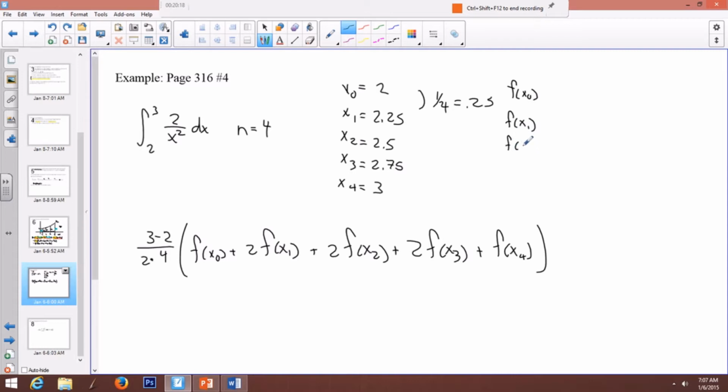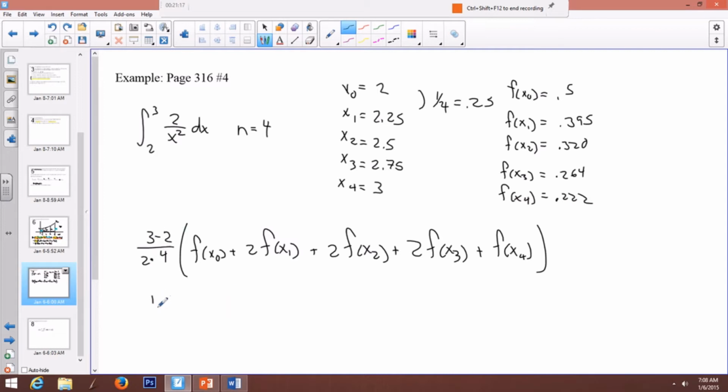my calculator, f of x sub 2, f of x sub 3, f of x sub 4. And I'm just going to make a table. It shouldn't take me too long here. The equation is 2 divided by x squared. For my table setup, I need to start my table at 2 and go by 0.25. If I do it as auto, it's going to bang them out pretty quick. f of x sub 0 is 0.5. f of x sub 1 is 0.395. f of x sub 2, which is going to end up being 2.5, is 0.320. x sub 3 is 0.264, and then x sub 4 is 0.222.